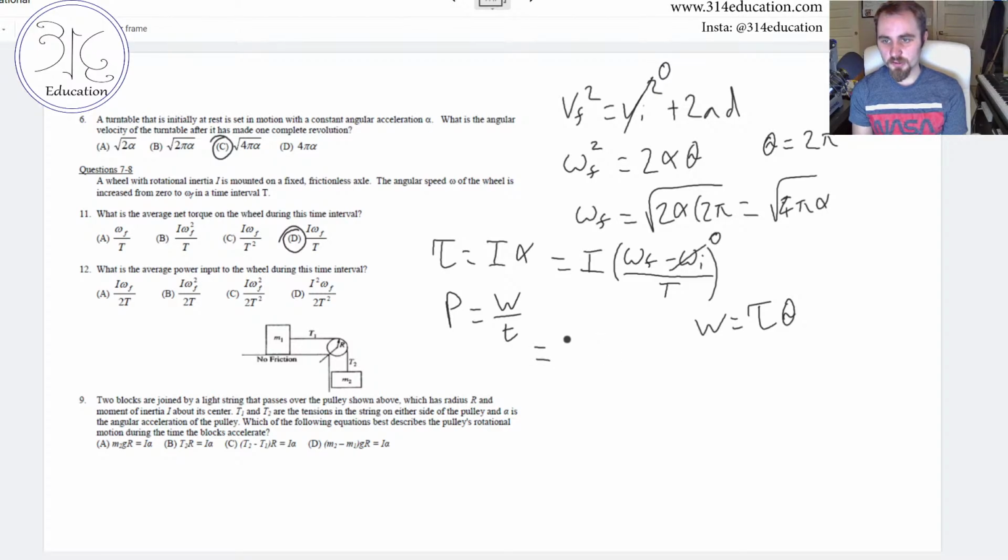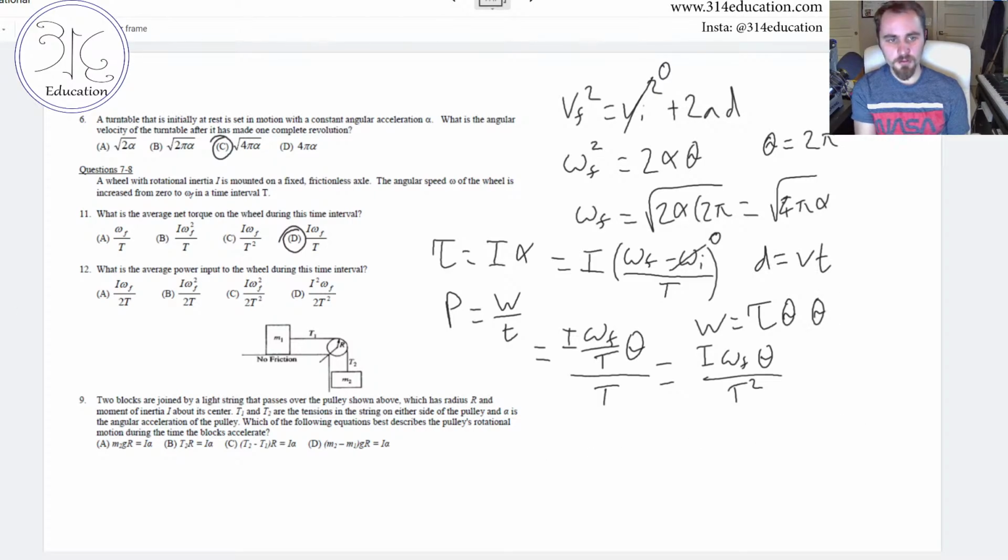So let's see. We expect this P to still equal this I omega f over t times theta over t again. So we can combine those t's on the bottom: I omega f theta over t squared. And then this theta, we can think of like a position, or a distance. And our distance we travel is equal to our velocity times time. Let's get a new line for it, out here. Theta is going to equal our angular velocity times time.